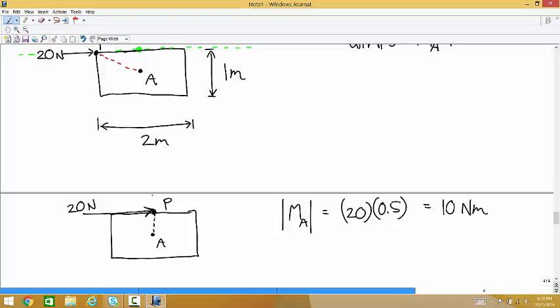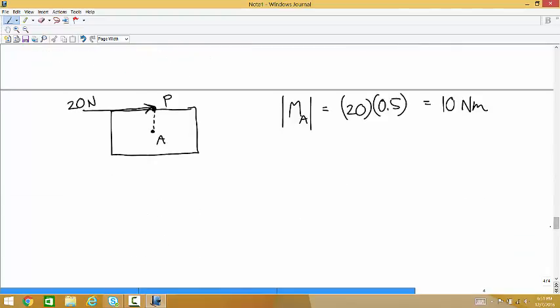And now if this was free to rotate around a pin here, and you tapped it with a hammer this way at that location, would it rotate clockwise or counterclockwise around that pin? Clockwise, and so negative. So MA is equal to negative 10 Newton meters. And the negative is because it's clockwise. Any questions about that?